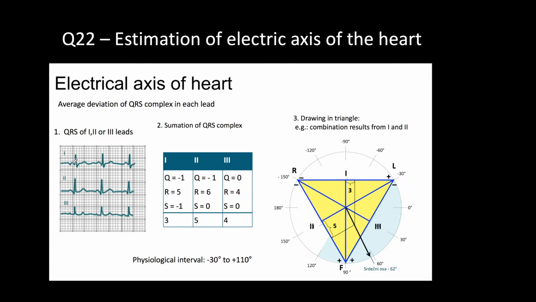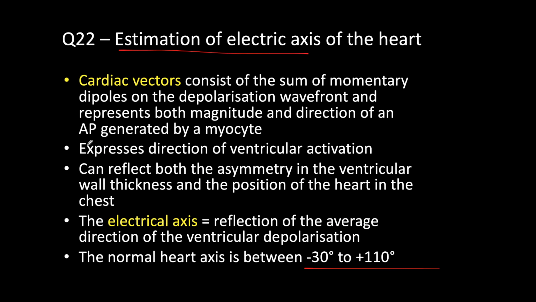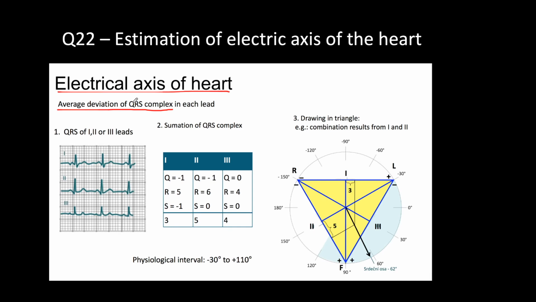So how do you estimate the electrical axis of the heart? You're looking for the average deviation of the QRS complex, because it's expressing the direction of the ventricular activation. So the isoelectric line is here, and you look at the Q wave, minus one. Lead one is giving minus one here on the ECG, the Q wave.